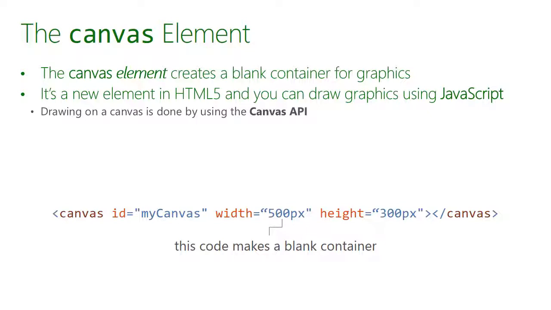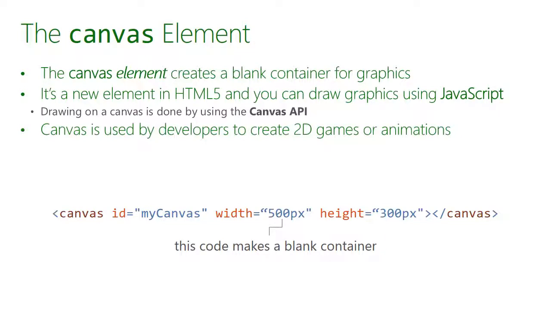Okay, anyway, the Canvas element. The Canvas element creates a blank container for graphics. Okay, so it's a new element in HTML5, and you can draw graphics using JavaScript. Okay, so the drawing on the canvas is done by an API for Canvas specifically. So you actually create the element itself with HTML5, but then for the drawing within it, you're using the Canvas API. Okay, so Canvas is used by developers to create 2D games or animations.